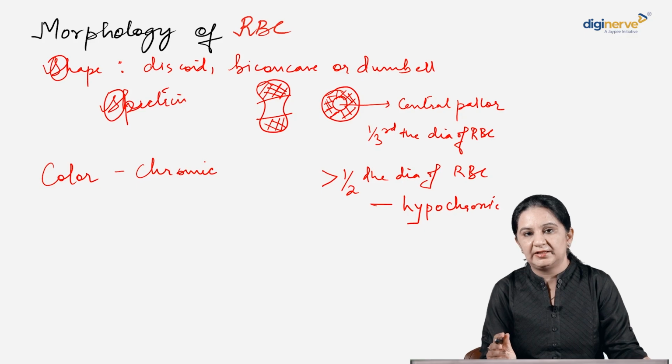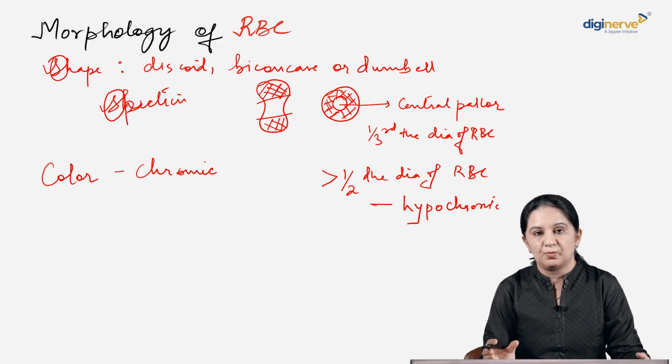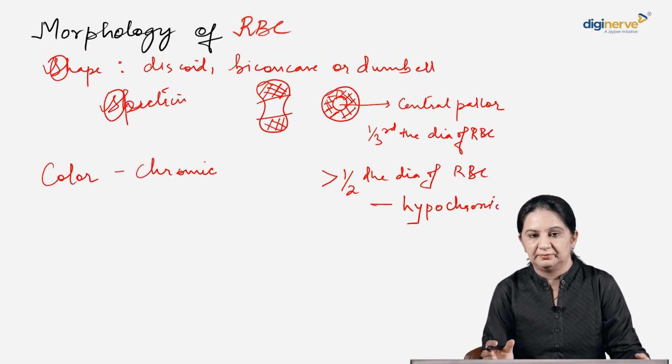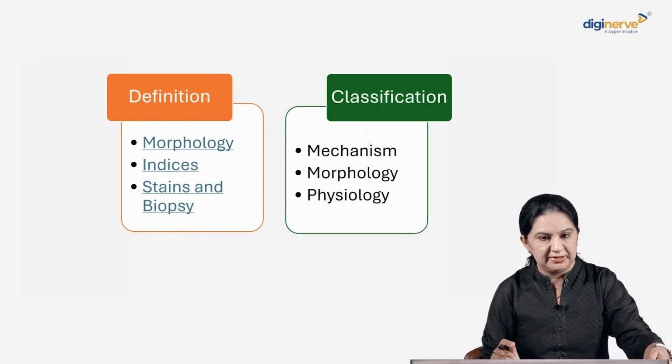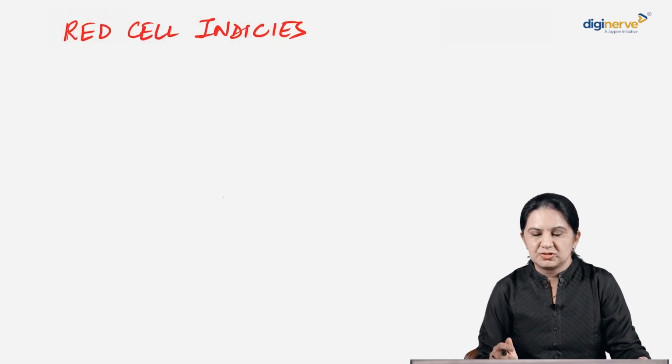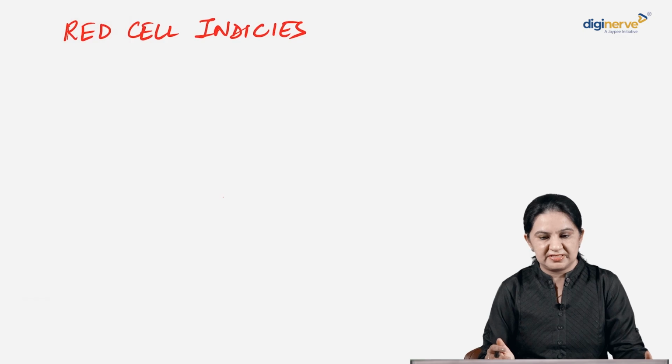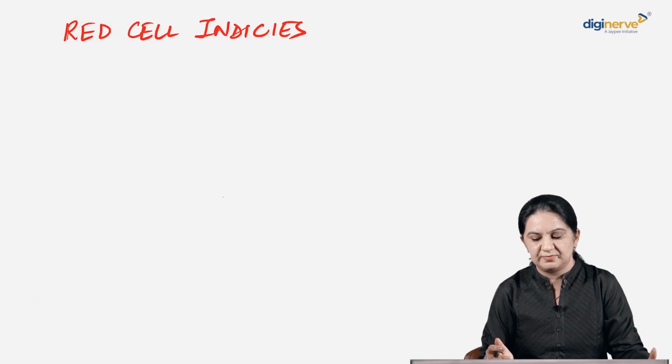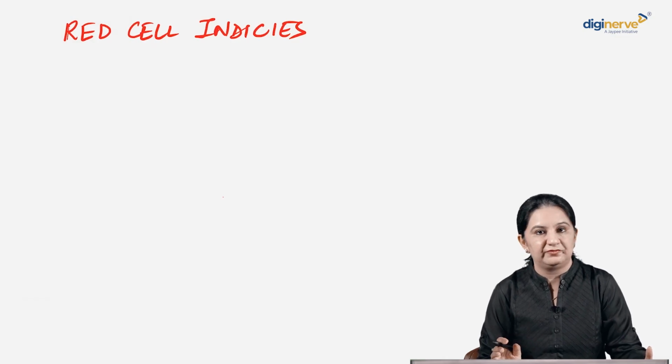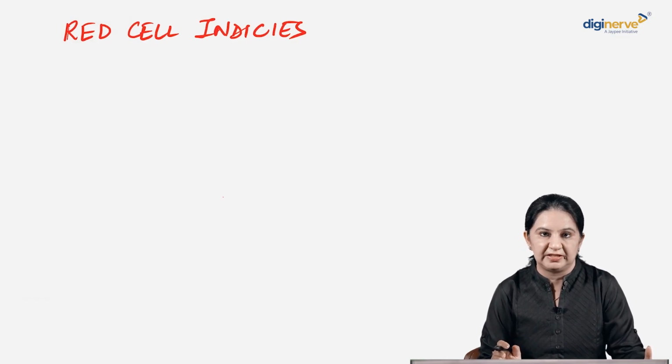Alright, I said central pallor is normal. However, if it is more than half of the diameter of the RBC, we call those cells hypochromic. Coming to the important indices. There are various red cell indices. We all know MCV, MCH, MCHC. Please remember these indices are very important. Your examiners love to ask questions based on their values.